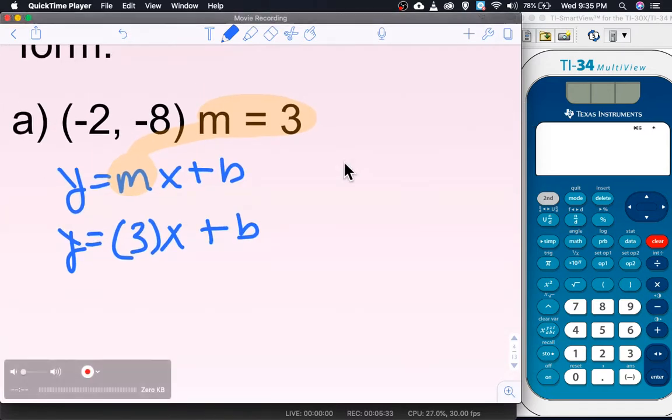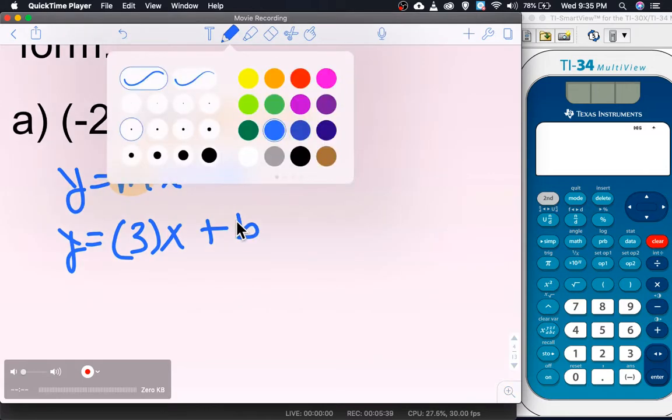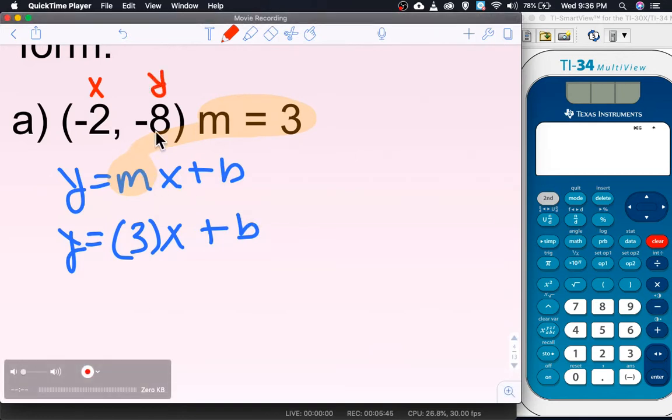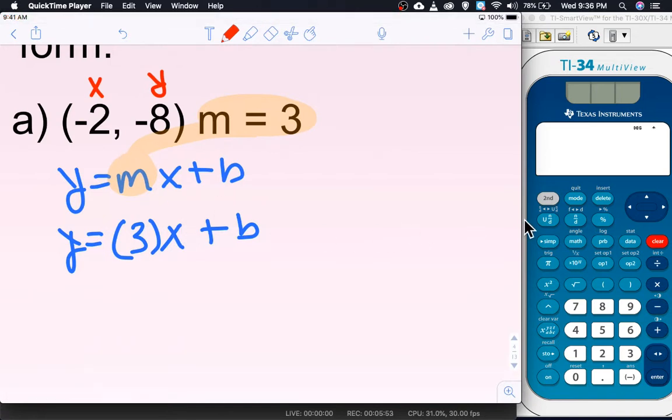So check this out. In order to find this b, we actually have a little bit more given information that we're not using. We know the x value and the y value from this point: the x value is -2, and the y value is -8. And I can plug those values in. I can plug in the x value for the x and the y value in for the y, and check out what this will look like.